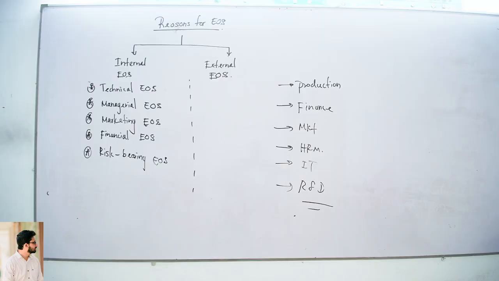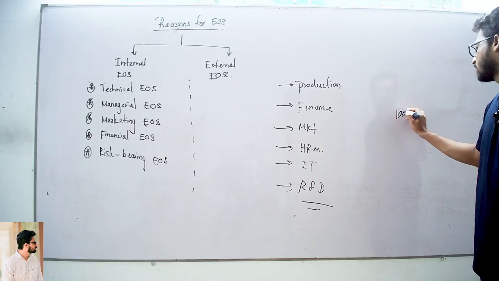I'll tell you one example. Let's compare two garment manufacturers. Assume in your village there's a small scale garment manufacturer producing 1,000 units per day. That is his production capacity, 1,000 units per day.